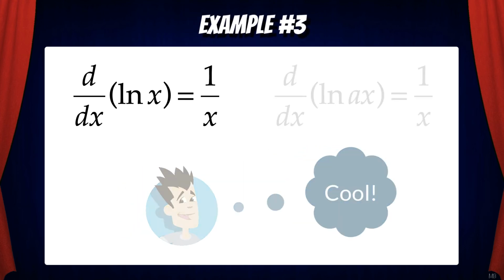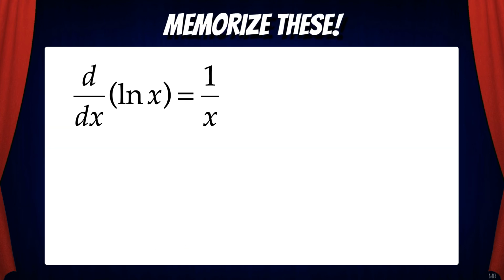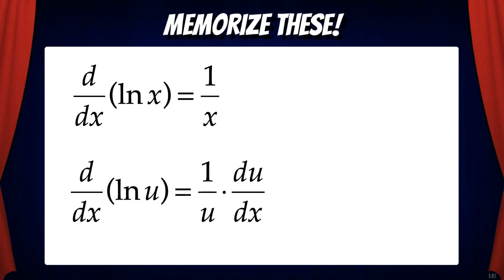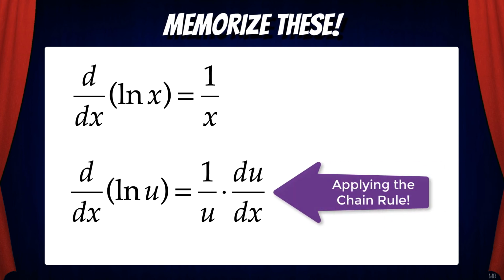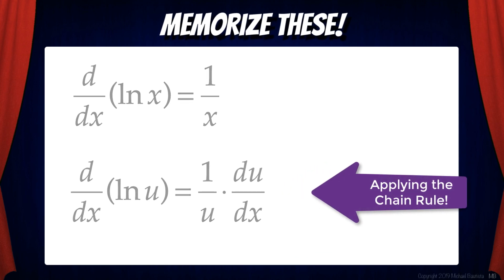How cool is that? So in summary, the derivative of ln x is 1 over x. The derivative of ln u is 1 over u times du dx by the chain rule. These are two properties that you want to commit to memory.